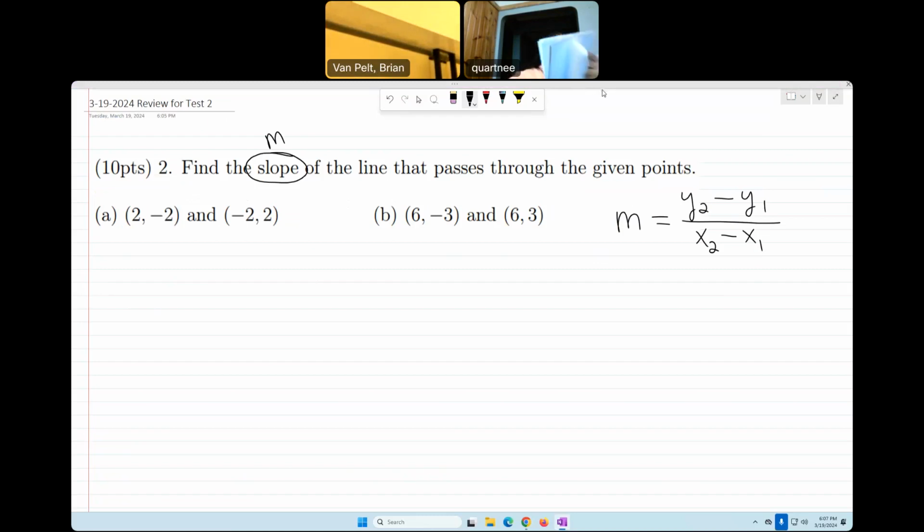Okay. Hi there. I'm not leaving you. Trying to get this. There we go. We're doing the first problem from an old test. Today is review, Thursday is the test, your second test.